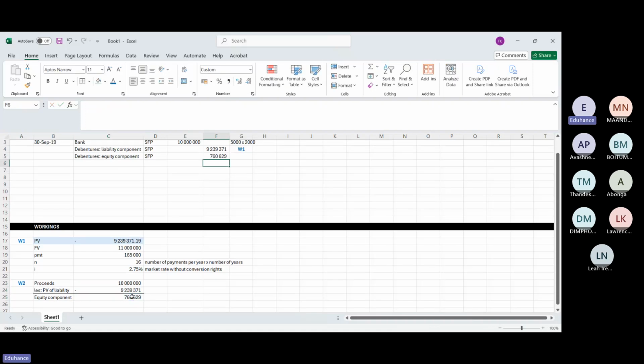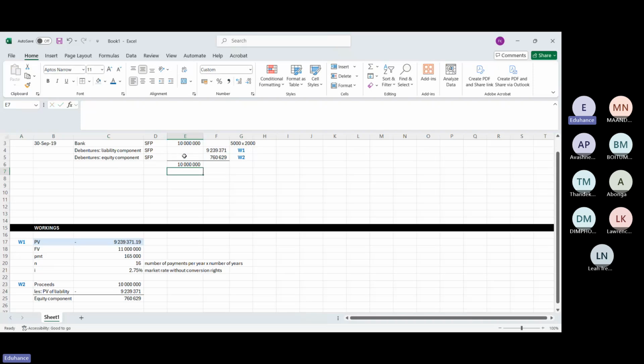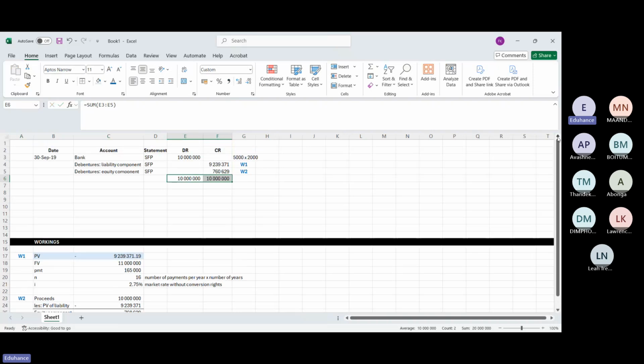So that is basically working 2. Just to do a check, so you can have a look, the two need to add up. Here we go, 10 million, 10 million. Just so you know, that is basically how that will work. So what is the principle?